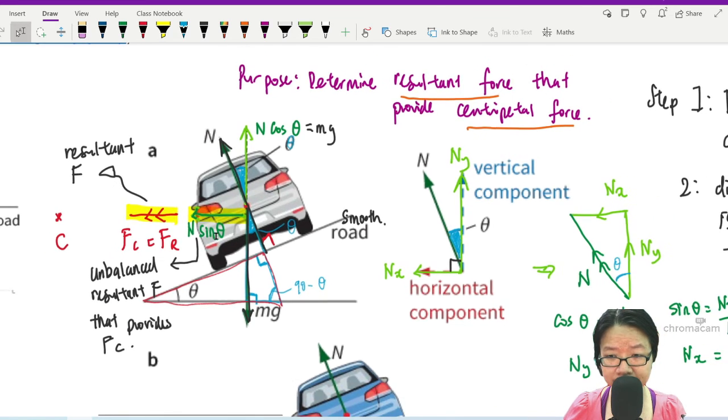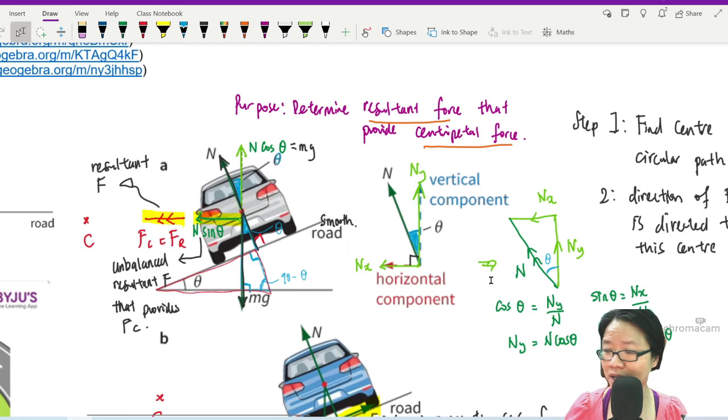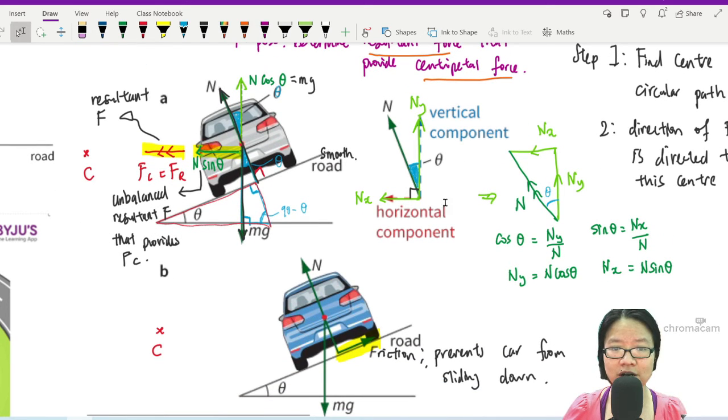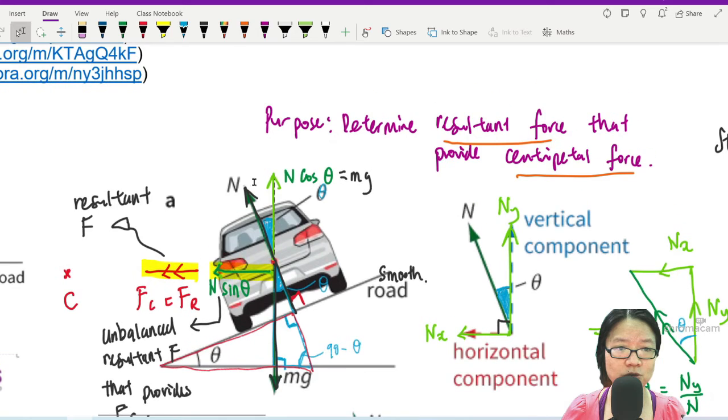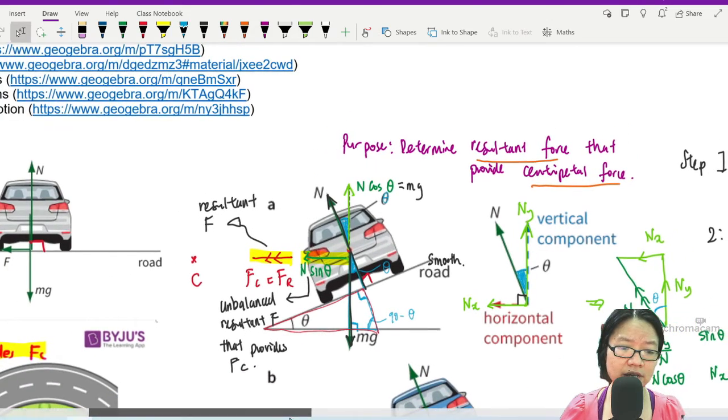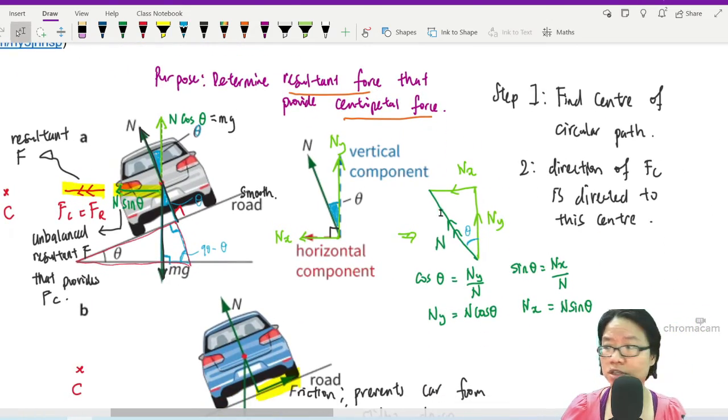Important skill here. Please note that when we resolve forces, you should know how to split the force into one vertical and one horizontal. So one in the direction that you want, which is directed towards C here. This is the direction that you want. One is in the direction that is 90 degrees to the direction that you want, which is this n cos theta. Because when we split, it has to be 90 degrees. If not, then we can't use this, which is a pain.